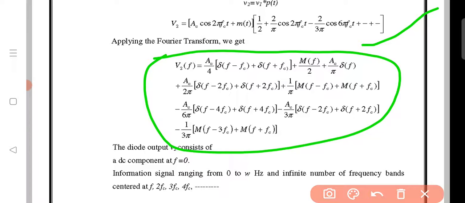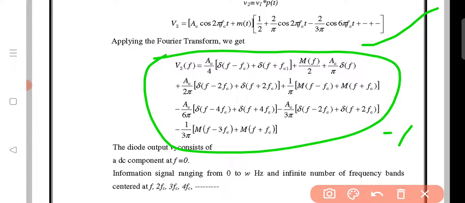Try to write this down in your book and solve this derivation step by step, by applying the Fourier transform technique.